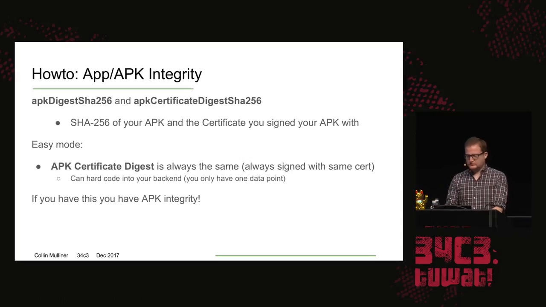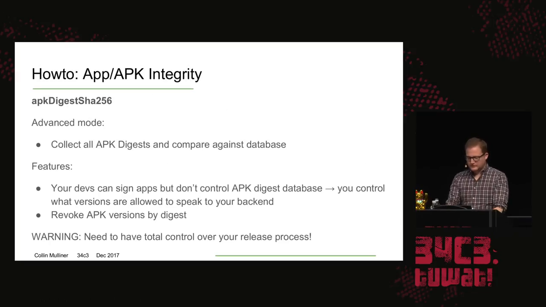So the easiest check for app integrity is basically just comparing the APK cert digest. If you have five different apps, most likely they will all be signed with the same cert, so you basically only have to hard code this cert digest into your backend once, and you can always compare that. If you've done this, it's a very, very simple comparison. But with that, you can know if your app is not tampered with.